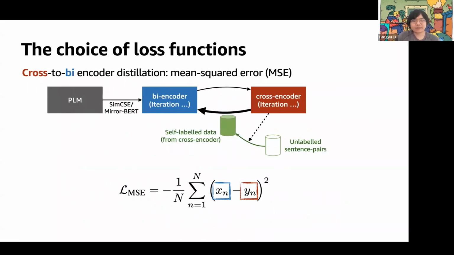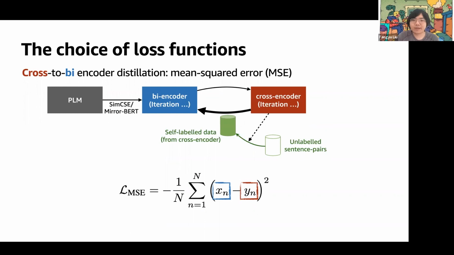The reason is that there is less of a risk of overfitting when distilling knowledge from cross to bi-encoders, because in a bi-encoder you are encoding two sequences separately, and there is no inter-sentence interaction happening when you encode the two sequences. So the model naturally becomes less possible to overfit to the data.